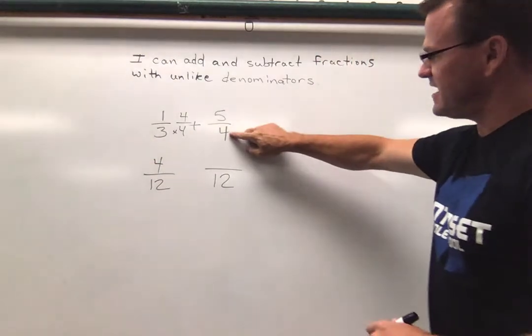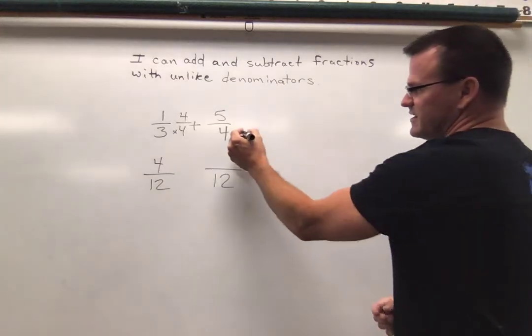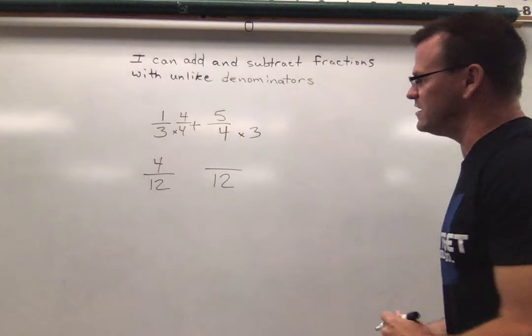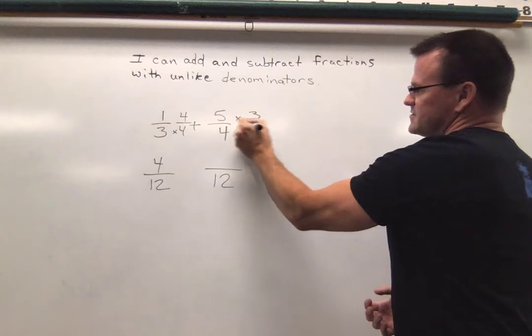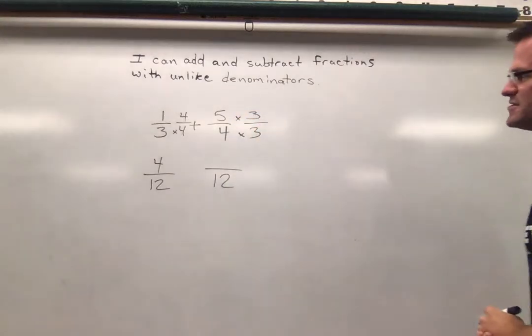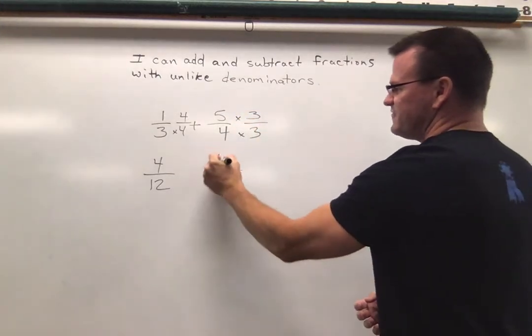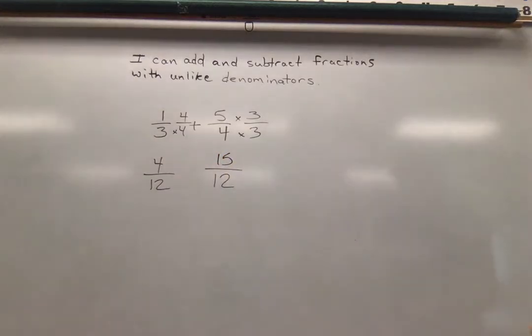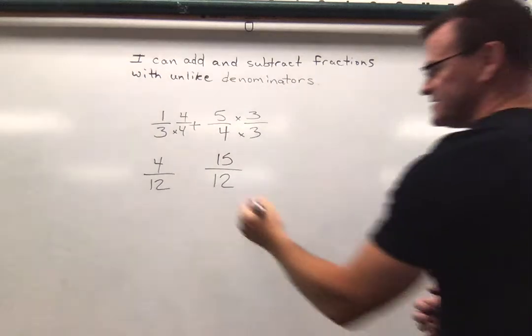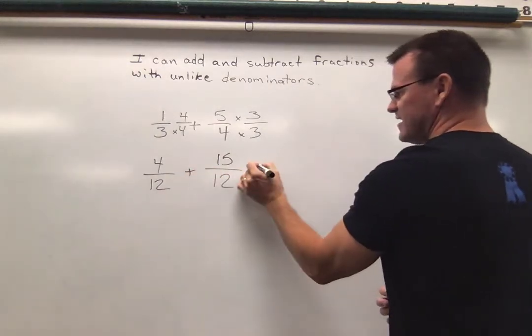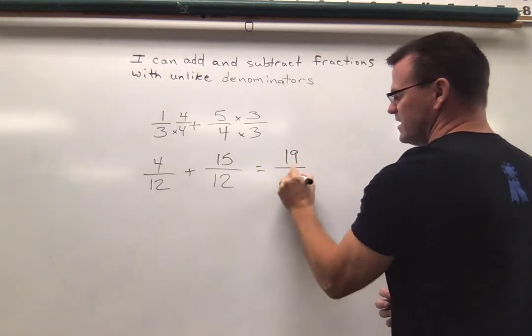Now the 4, I've got to get it to 12 also, so I need to take that times 3 to get it to 12. So take the top times 3, and 5/4 times 3/3 is 15/12. So now I've got the same size pieces. Now I can add them together and see how many total pieces I have. In this case, I'll end up with 19/12.